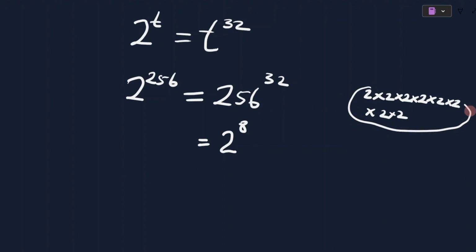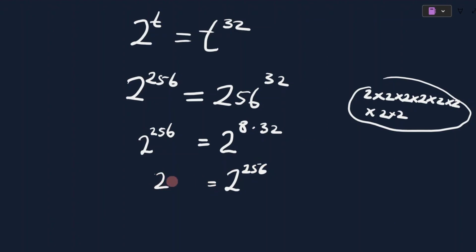So having this in mind, we now have 2 raised to power 8 multiply 32, which is still equal to 2 raised to power 256. And when we multiply, we have 2 multiplies 8 to give us 16. We write 6, carry 1. 3 multiplies 8 to give us 24 plus 1, 25. We now have 256, which is equal to 256. Remember, we have a base, that is 2 raised to the power 256 here. And we also have at this right hand side 2 raised to the power 256.